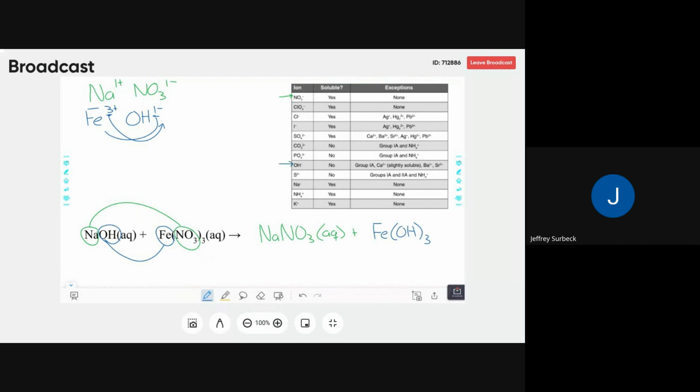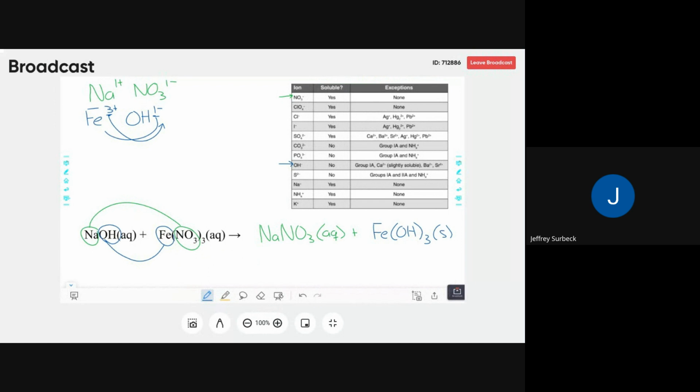Okay, now we look up OH right here, about halfway down. OH, right now it is not soluble, so it should be a solid unless it is combined with one of these things here. So group number 1 is that first column. Is iron in the very first column on the periodic table? No. Iron's not calcium. Iron's not barium or strontium. So because there's no exceptions, no, that means it is our solid. That is what formed in our test tube yesterday.